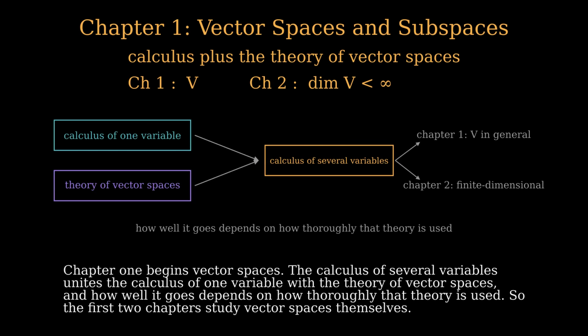Chapter 1 begins vector spaces. The calculus of several variables unites the calculus of one variable with the theory of vector spaces, and how well it goes depends on how thoroughly that theory is used. So the first two chapters study vector spaces themselves.